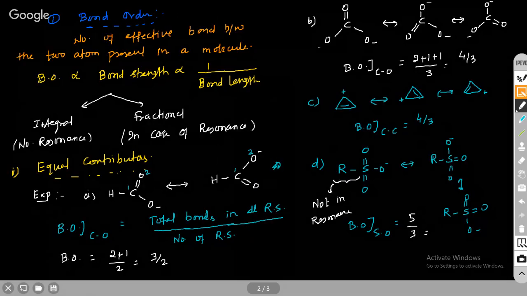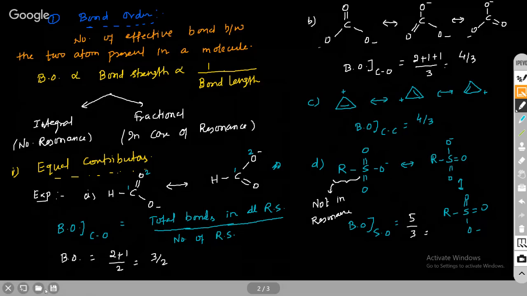Sigma plus pi divided by sigma. You see, this is the part which is involved in resonance. How many sigma do we have? 1 plus 1, 2 sigma, 1 pi. So 2 plus 1 divided by 2, we are getting 3 by 2. Here you see how many sigma we have? 1, 2, and 3 because it is involved in resonance. So 3 sigma and 1 pi, so 3 plus 1, 4 by 3. Similarly here also, 1, 2, 3 sigma and 2 pi divided by 3.